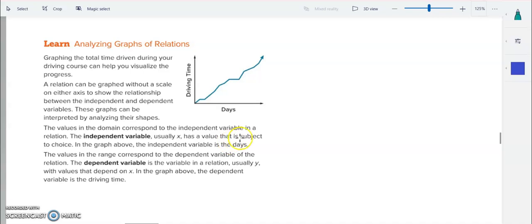So in the graph above, the dependent variable is the driving time. How much time did you drive? I don't know. It depends on what day you're talking about. Okay, so the difference between an independent and a dependent variable.